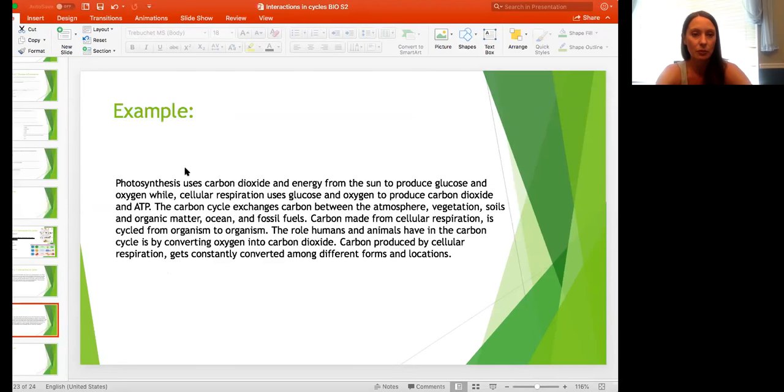So this student wrote, photosynthesis uses carbon dioxide and energy from the sun to produce glucose and oxygen, while cellular respiration uses glucose and oxygen to produce carbon and ADP. The carbon cycle exchanges carbon between the atmosphere, vegetation, soils, and organic matter, ocean, and fossil fuels. Carbon made from cellular respiration is cycled from organism to organism. The role humans and animals have in the carbon cycle by converting oxygen into carbon dioxide. Carbon produced by cellular respiration gets constantly converted among different forms and locations.